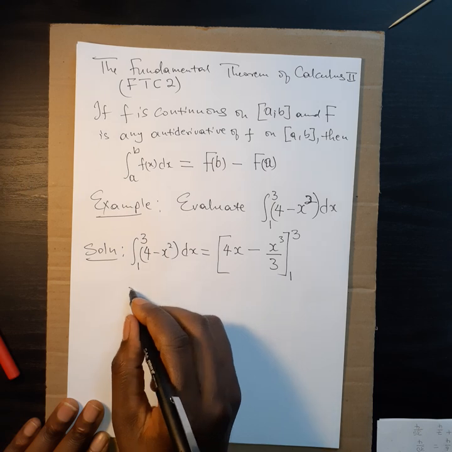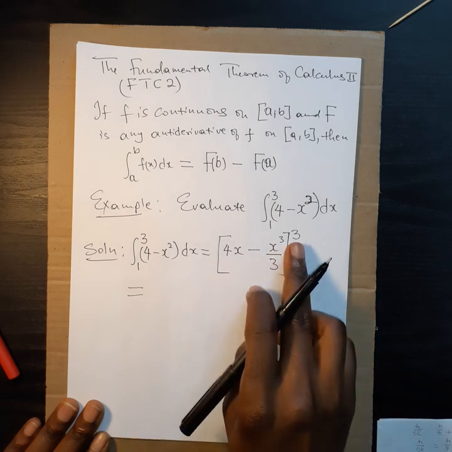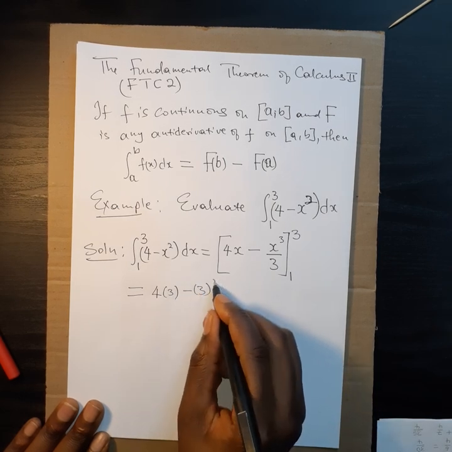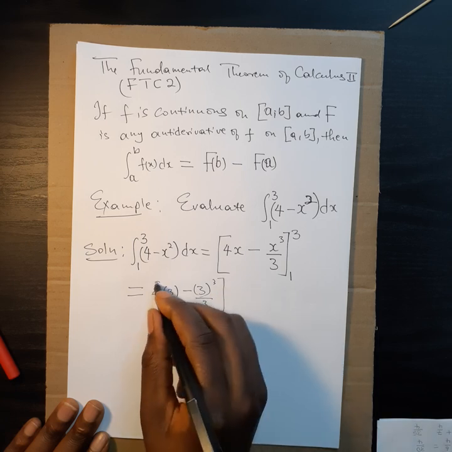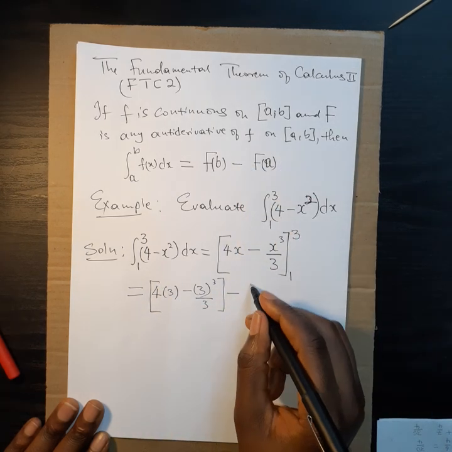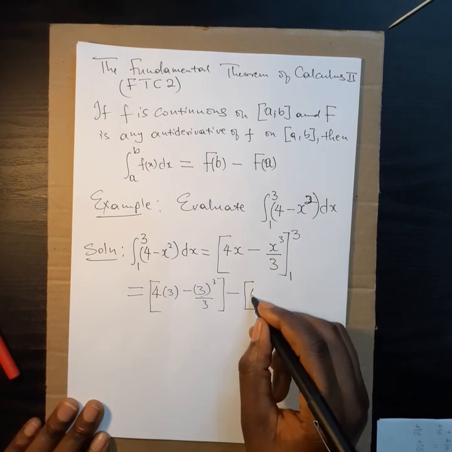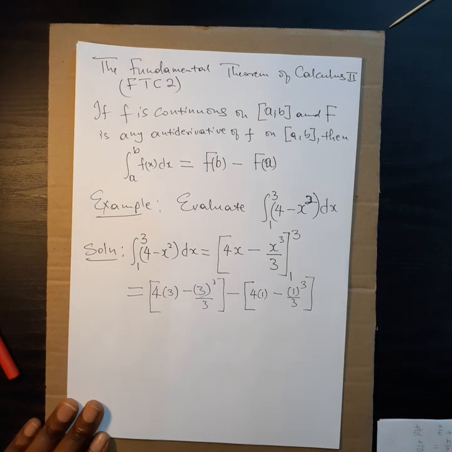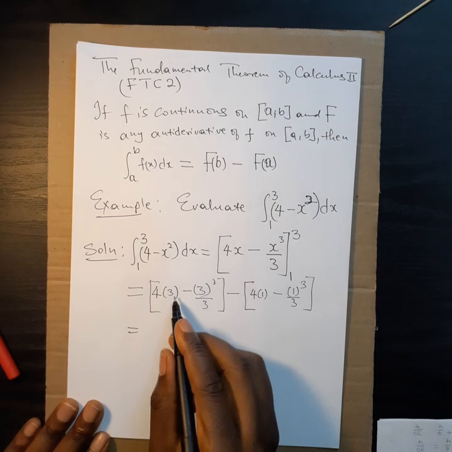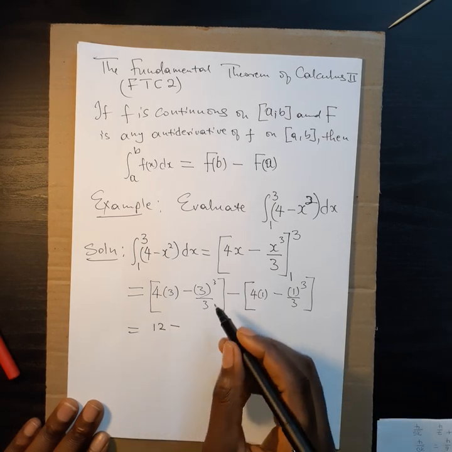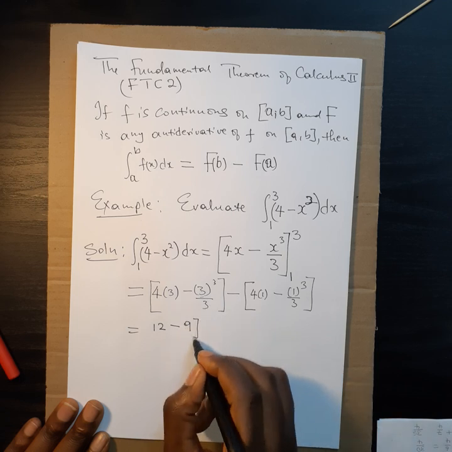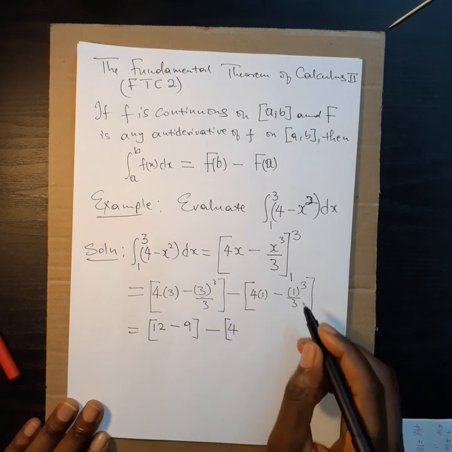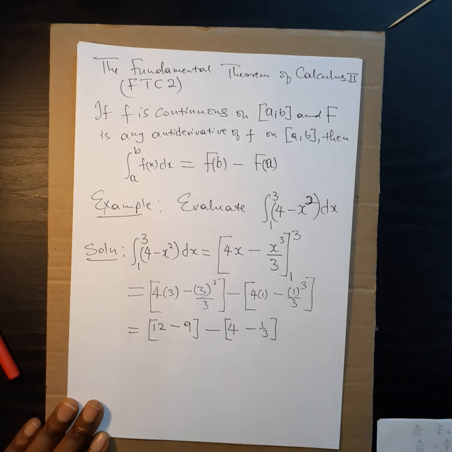So what we have here is equal to, evaluated at 3, it means 4 times 3 minus 3 cubed over 3, like that, minus this minus sign here. Then we evaluate at 1, which is 4 times 1 minus 1 cubed over 3, like this. And what do we get? 4 times 3 is 12, minus 27 over 3 is 9, minus 4 times 1 is 4, minus 1 over 3, like that.